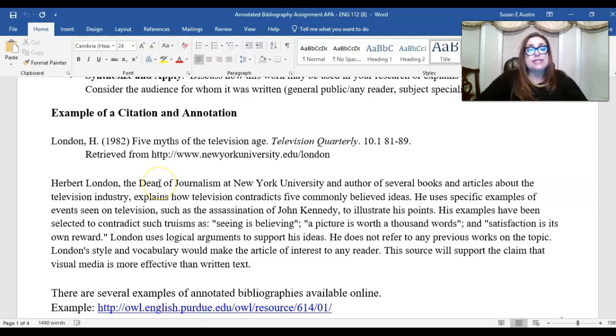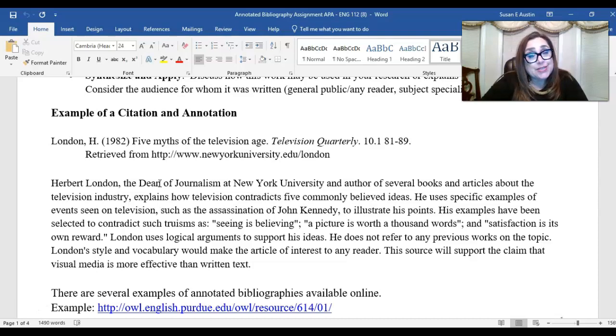Next, I have an annotation paragraph here, so I'll just go through it with you really quickly. So the first sentence is, Herbert London, the Dean of Journalism at New York University and author of several books and articles about the television industry, explains how television contradicts 5 commonly believed ideas. He uses specific examples of events seen on television, such as the assassination of John Kennedy, to illustrate his points. So we see there that this person has summarized the main parts of the article.